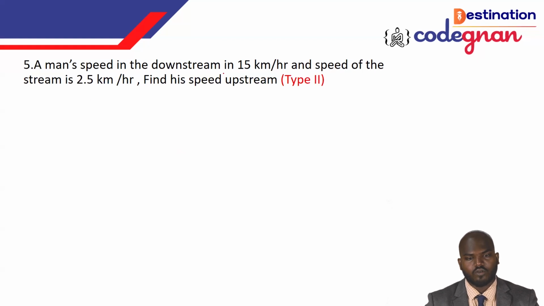Okay, next question is a little bit of the easiest one. The man's speed in the downstream is 15 km per hour and the speed of the stream is 2.5 km per hour. So find the speed upstream. So that's what they have given in this one. How can we find this out?